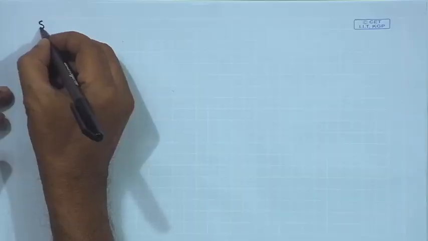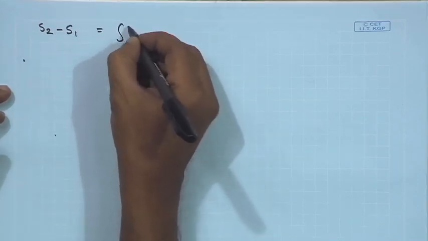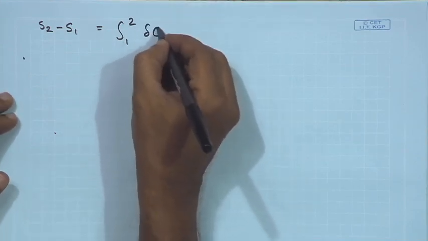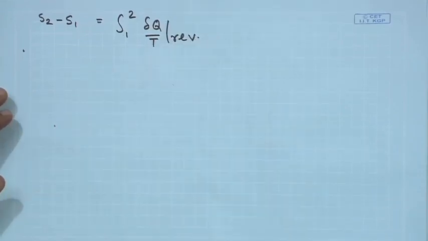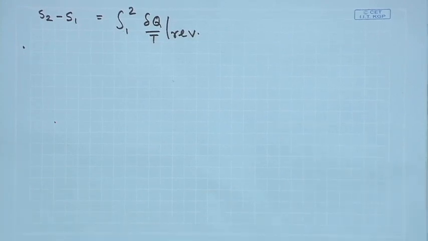And entropy, the basic equation is S2 minus S1 equal to integral 1 to 2 dq by T reversible. Now, a few small things I would like to recapitulate, and ask you to recapitulate from our thermodynamics, regarding the entropy relationship.